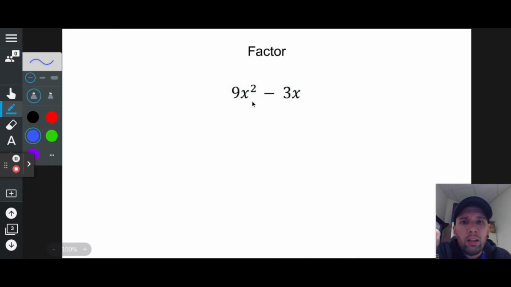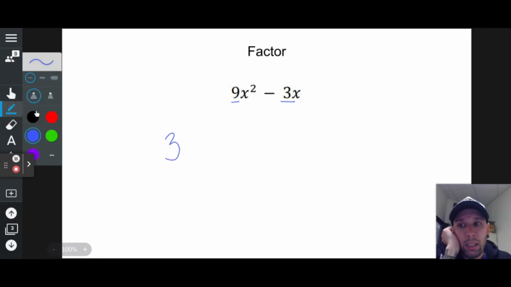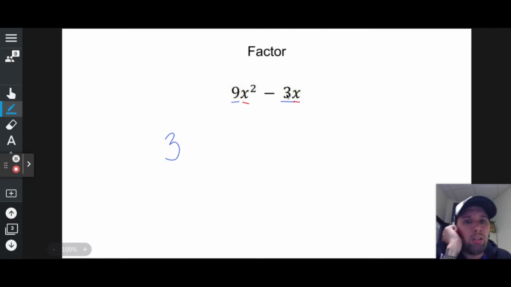Okay. We need to figure out what is the largest number that I can divide out from each of these. I have a 9, I have a 3. The largest number I can divide from 9 and 3 is 3. In each term, I have x's. What's the largest number of x's that I can pull out of each term? I have 2 here, I have 1 here, so the largest number that I can pull out is just 1x.